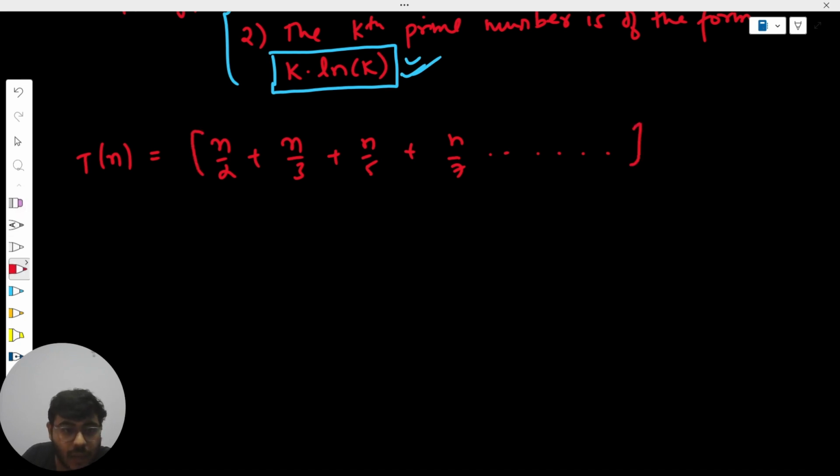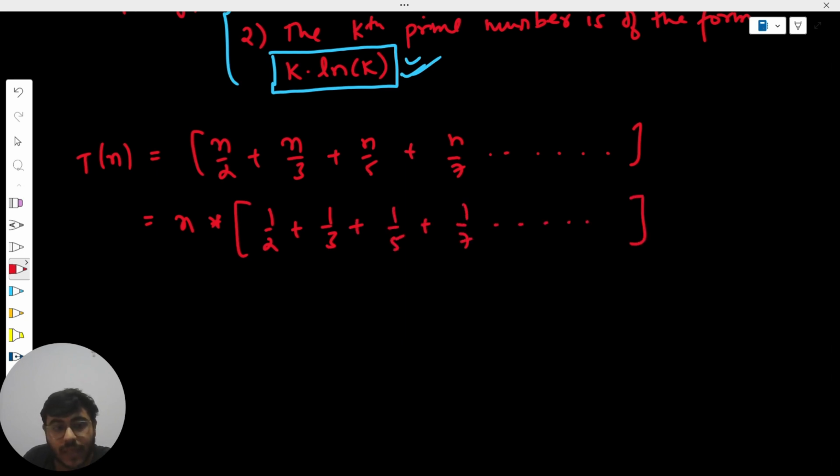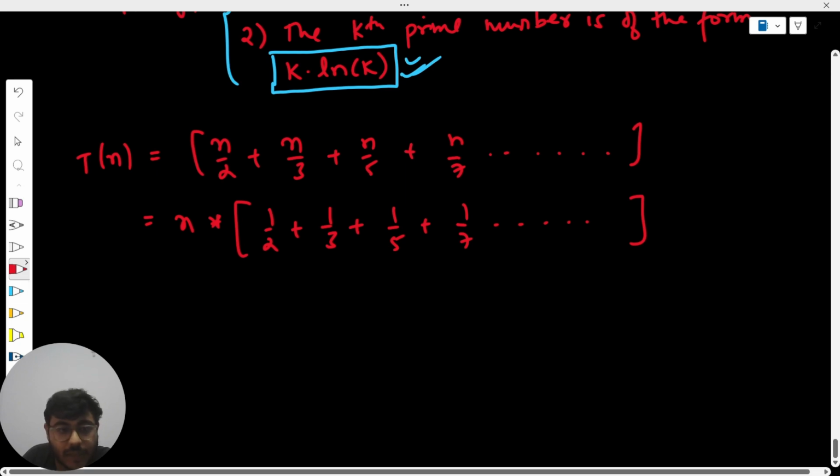So what I can do, I can actually take out n as common, and we'll be left with 1 by 2, 1 by 3, 1 by 5, and then 1 by 7, and in this way, right? So this basically, ये तो हमारे पास n बाहर आ गया, right? This n we have got, right?